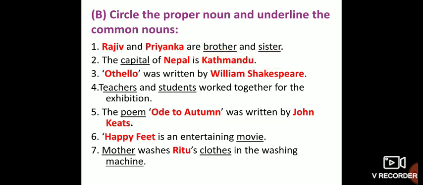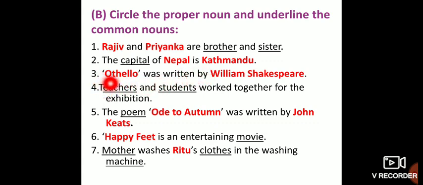And in the second, the capital of Nepal is Kathmandu. So here you will underline this capital, as capital is a common noun, and Nepal is a particular name of a country. So you will circle the proper noun, circle Nepal, and then Kathmandu is the capital of this country. So you will circle this Kathmandu also. So Nepal and Kathmandu are your proper nouns.